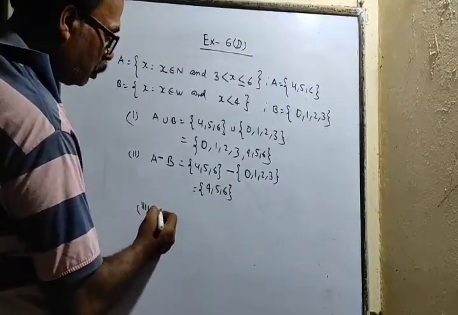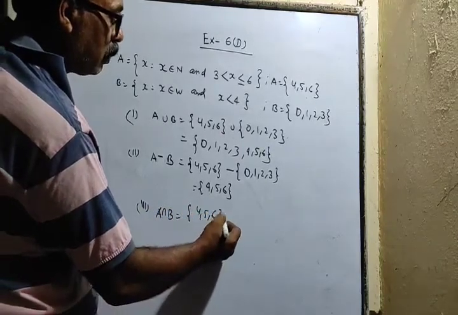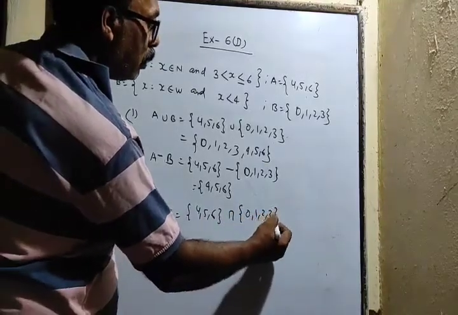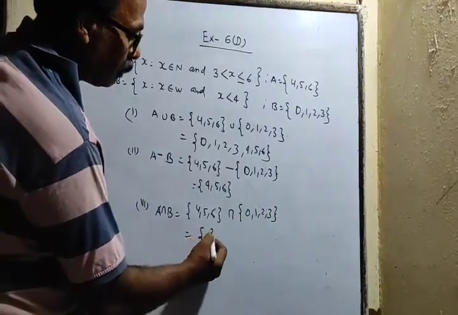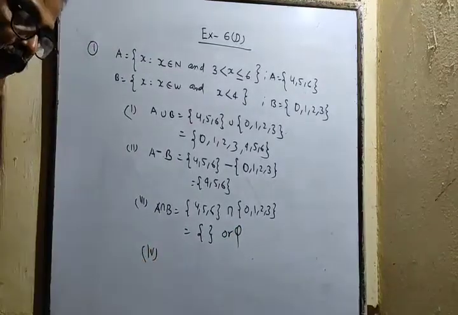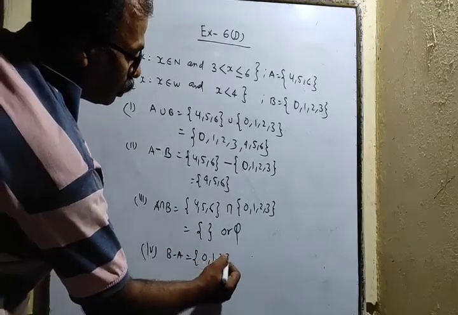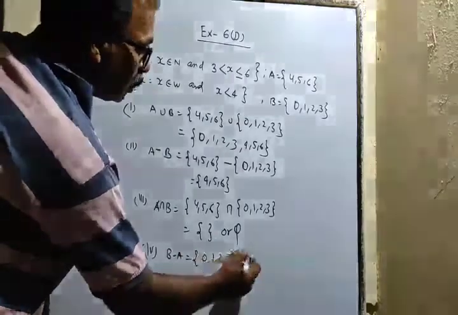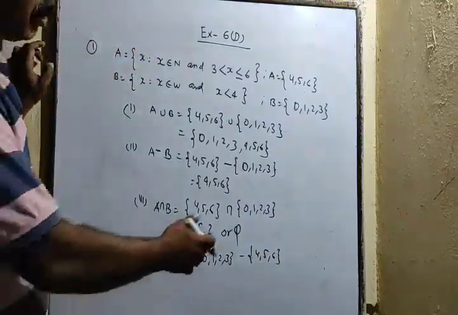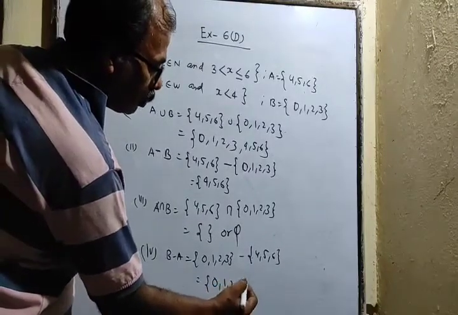Third, you have to find A intersection B, meaning {4, 5, 6} intersection {0, 1, 2, 3}. Nothing is common between them, so your answer will be the empty set. And the fourth one, you have to find B minus A. So B is {0, 1, 2, 3} minus {4, 5, 6}. We are finding all elements of set B that are not in set A, so it will be 0, 1, 2 and 3.